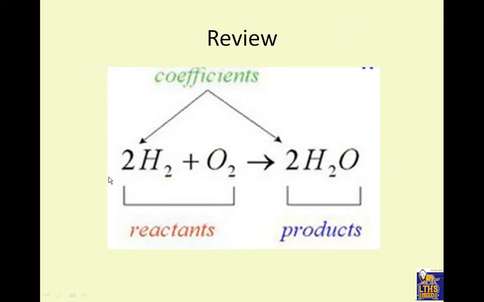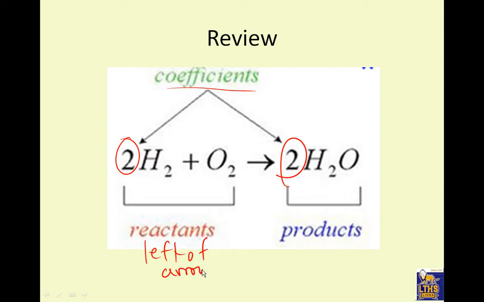Okay. All right, so here's to review. A chemical reaction is a sentence. All right, you can write a word sentence or a symbol sentence to represent a chemical reaction. The numbers in front of chemical symbols are called coefficients. The reactants are on the left of the arrow, and the products are on the right of the arrow. Remember, point to products.